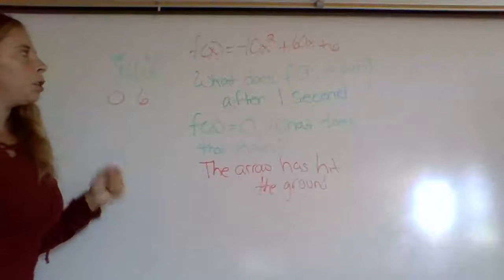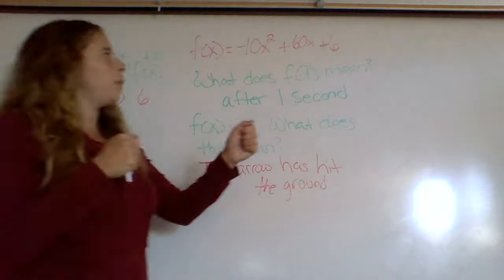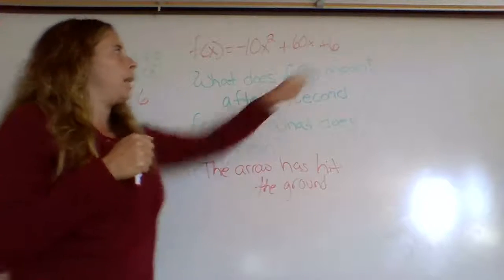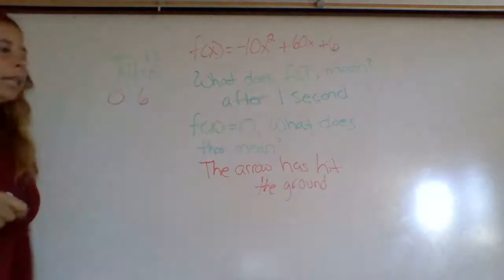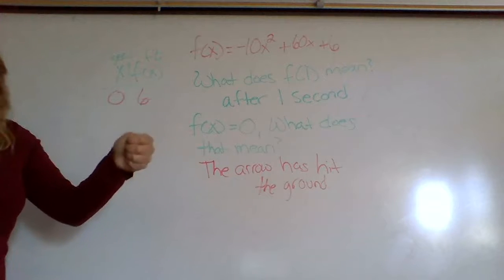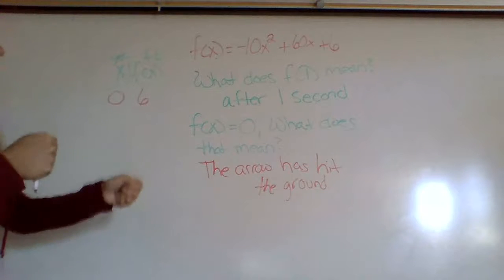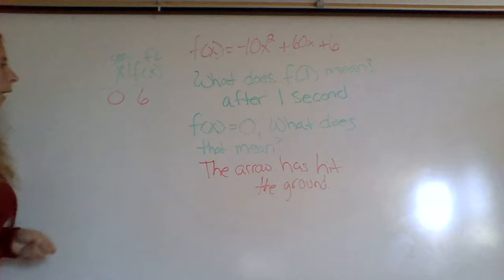Before Alden shoots, he is holding the bow and arrow. And since Alden is 6 feet tall, that means the arrow is already 6 feet off the ground. The arrow does not start on the ground. The arrow starts in Alden's hands, and Alden is 6 feet tall, so the arrow is 6 feet off the ground when we start.